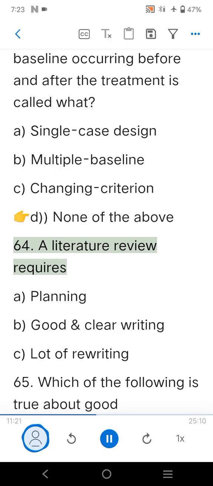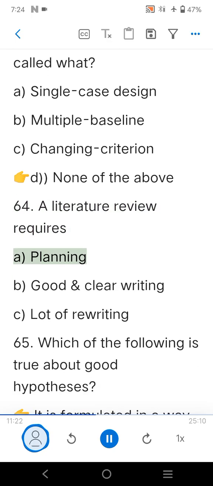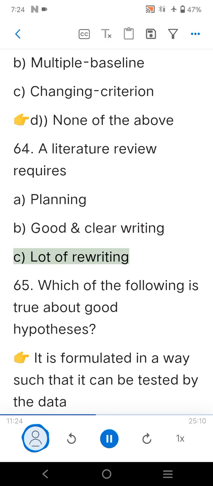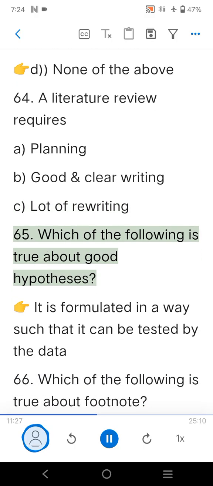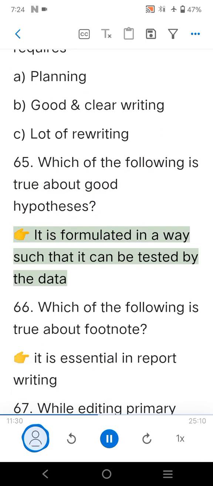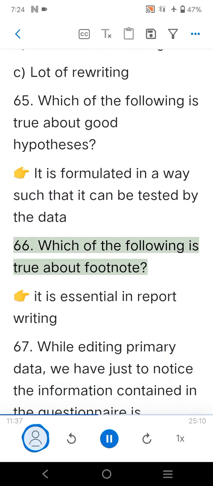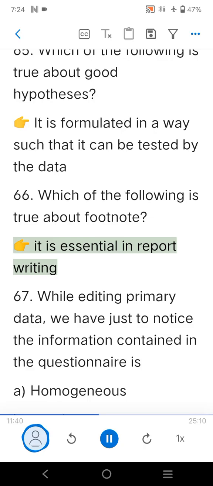64. A literature review requires A. Planning. B. Good and clear writing. C. Lot of rewriting. 65. Which of the following is true about good hypotheses? It is formulated in a way such that it can be tested by the data. 66. Which of the following is true about footnote? It is essential in report writing.